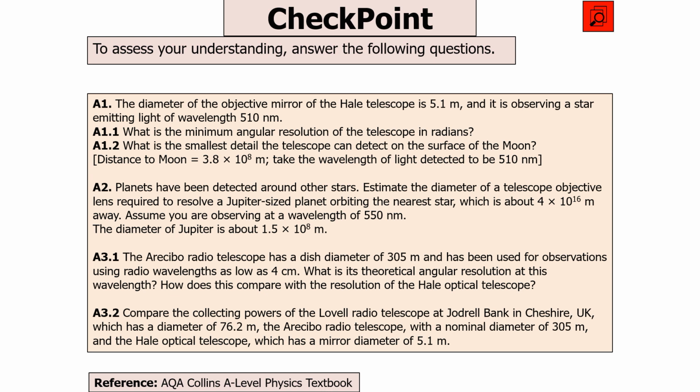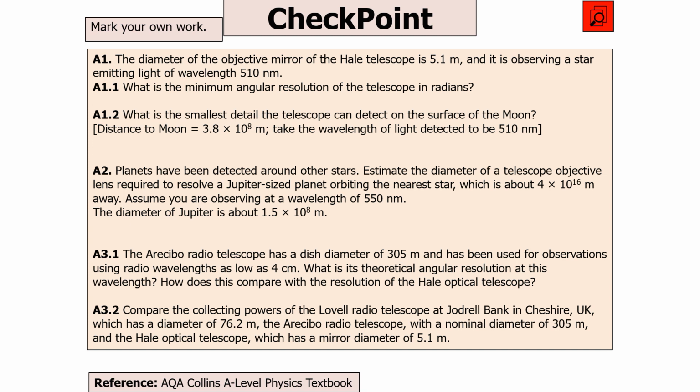How does this compare with the resolution of the Hale optical telescope? Then compare the collecting powers of the Lovell radio telescope at Jodrell Bank in Cheshire, UK, which has a diameter of 76.2 meters, the Arecibo radio telescope with a nominal diameter of 305 meters, and the Hale optical telescope, which has a mirror diameter of 5.1 meters. So pause the video now, then unpause the video when you want to go through your answer.